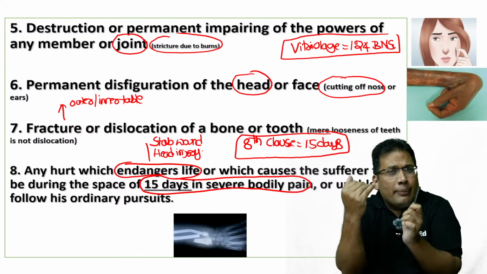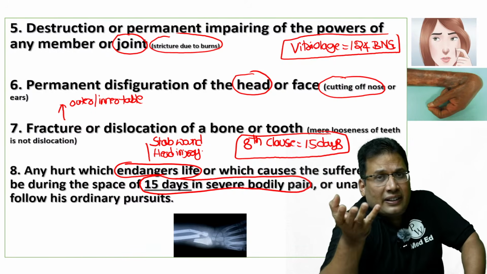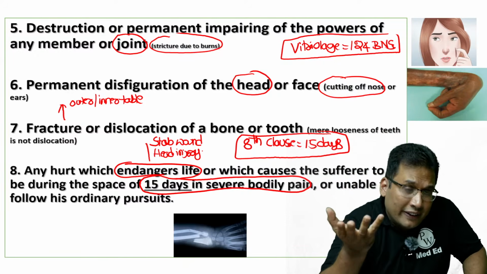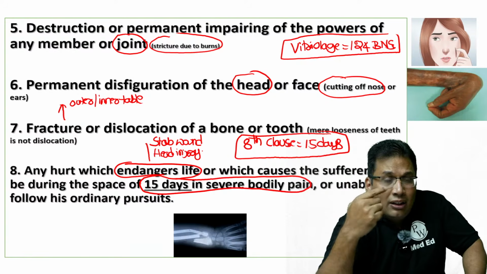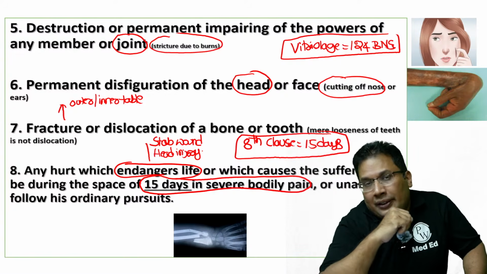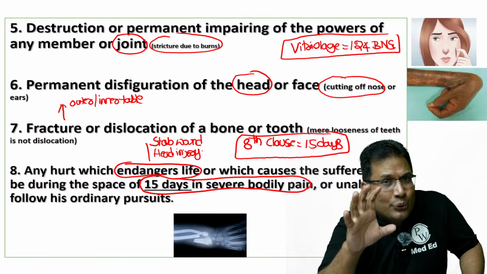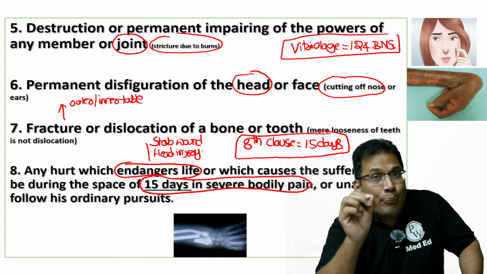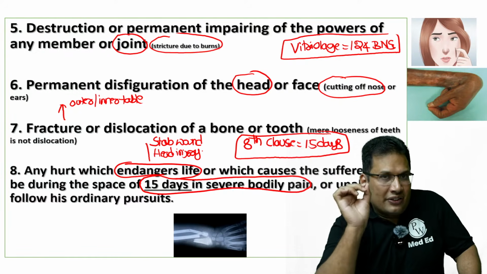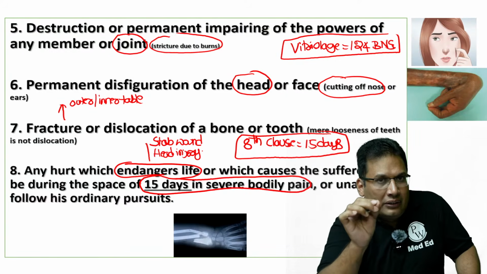Ordinary pursuit. What do you mean by ordinary pursuit? Ordinary pursuit means ordinary activities, for example having food. Brushing teeth, going to toilet, buttoning and unbuttoning a shirt are all ordinary pursuit. Ordinary pursuit is not related to any profession. It is basically the ordinary act of the person that you need to record as a doctor.